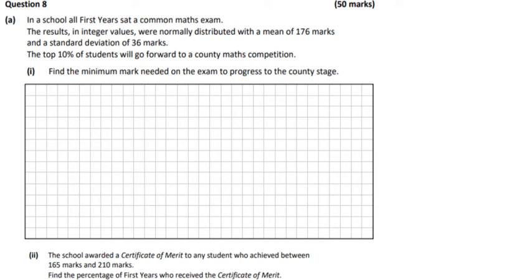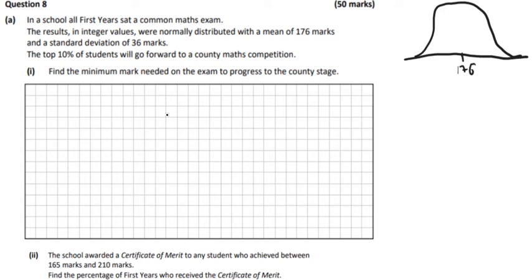Hi folks, so this is question 8. All students do a maths exam in first year, so the results are integer values. It's normally distributed, so we can put it onto this kind of curve. The mean there is 176 marks, and the standard deviation is 36.